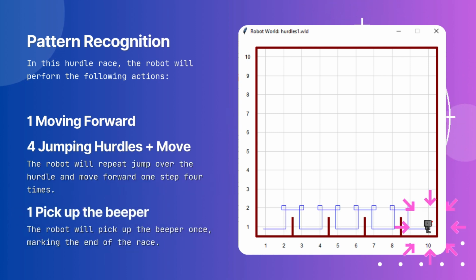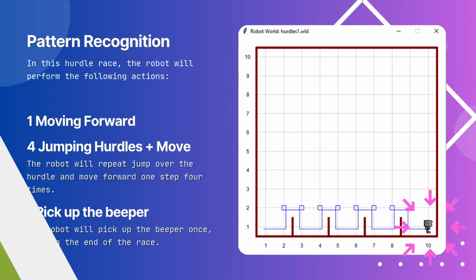Finally, after completing the race, the robot will reach Avenue 10, Street 1, where it will pick up the beeper once, marking the end of the race. With these patterns clear, we're now ready to move into the algorithm design phase, where we'll outline the specific moves and functions needed to complete this hurdle race.